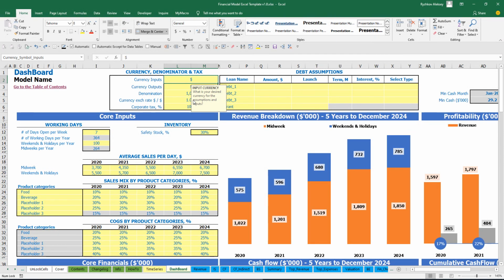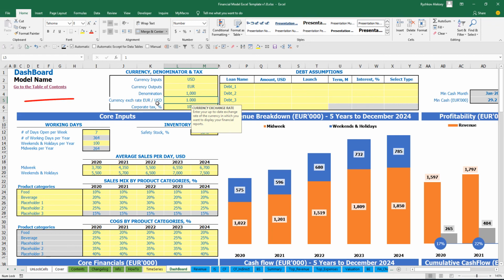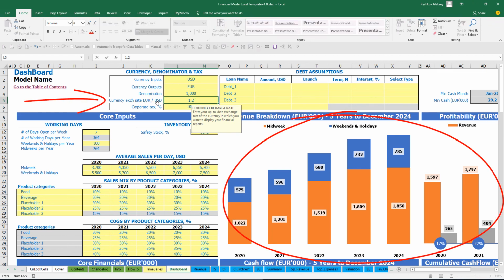On the top of the dashboard you have currency denomination and taxes setup. So currency inputs means that you can input all your drivers for the model using one currency. You have currency outputs. It can be the same as currency inputs and it can be different from currency inputs. So let me give an example. When you input in United States dollars, you have euro as outputs, and for this case you can set up a currency exchange rate. This is 1.2 for example.